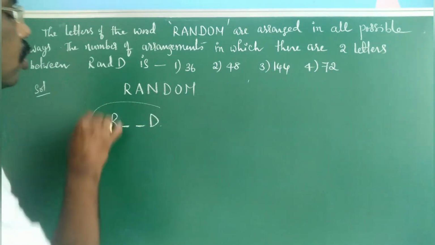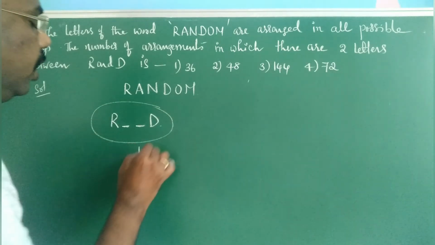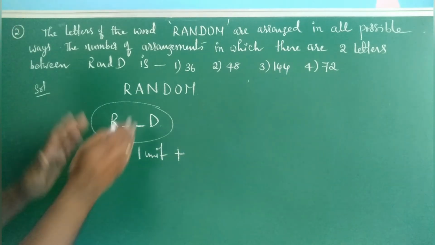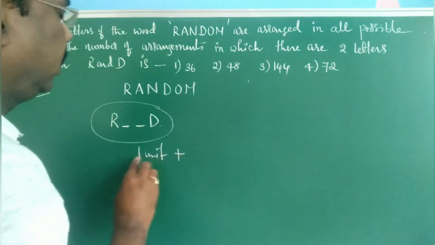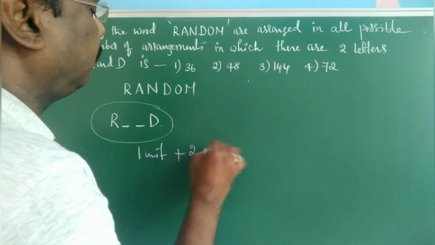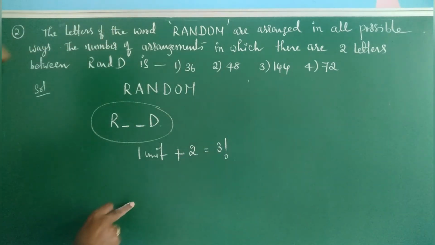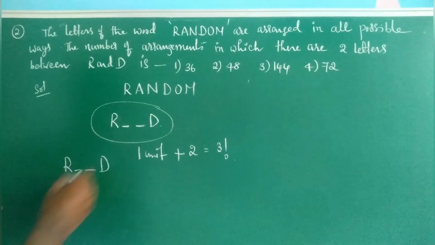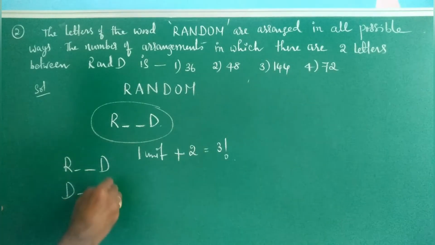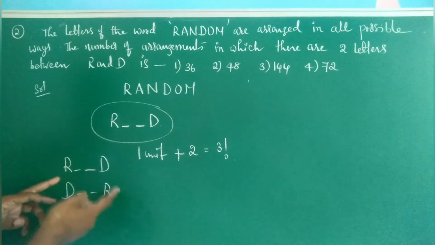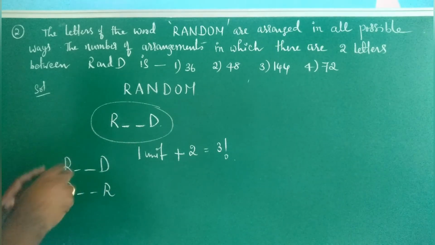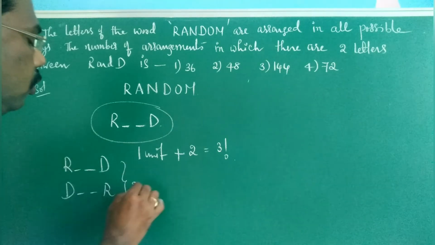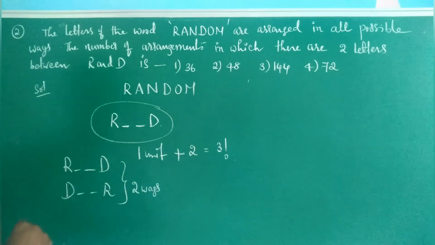Now take this whole block as 1 unit. 1 unit plus the remaining 2 letters, 1 plus 2 is equal to 3 factorial. Next, between R and D there are two letters; it can be R then D, or D then R. This is 2 ways.